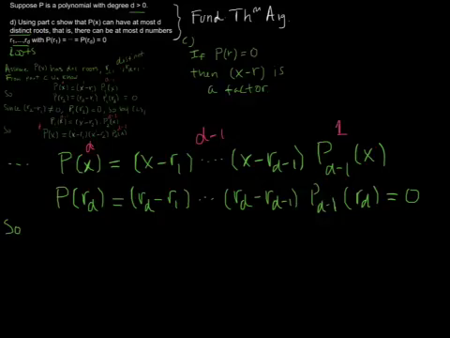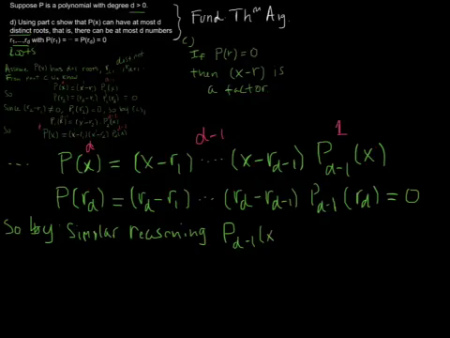So, by similar reasoning, and we can say that because people can go back and look at our reasoning, p sub d minus 1 of r sub d has got to be equal to 0, right? None of these can be 0, and it all has to multiply together to equal 0, so this has to be 0.